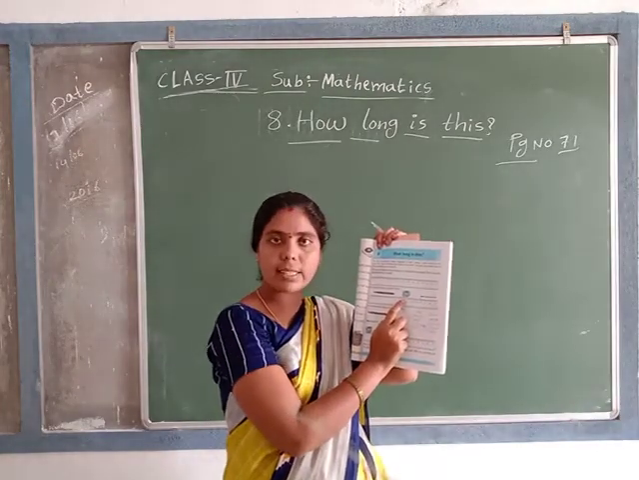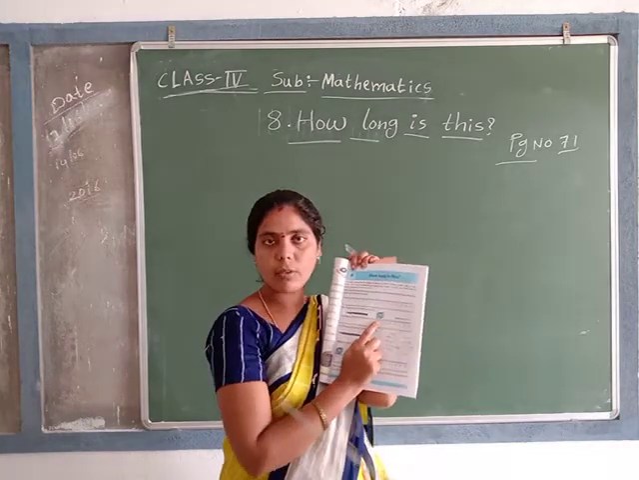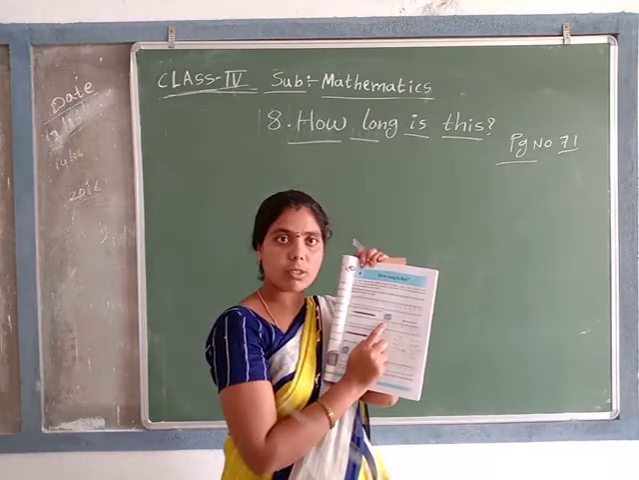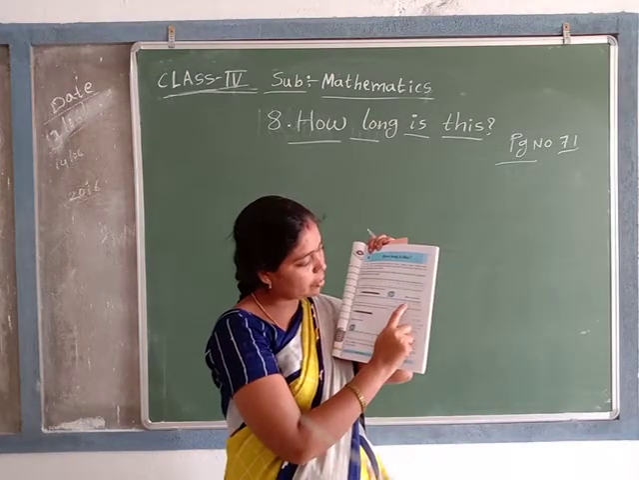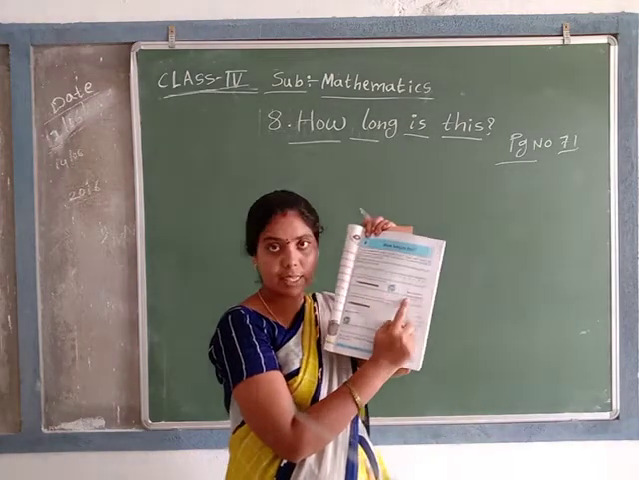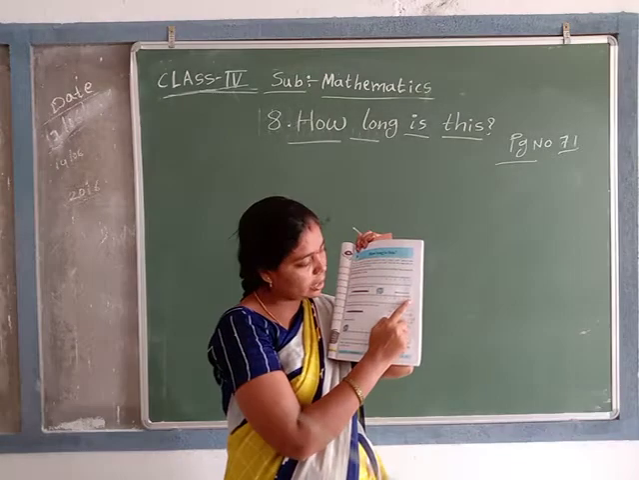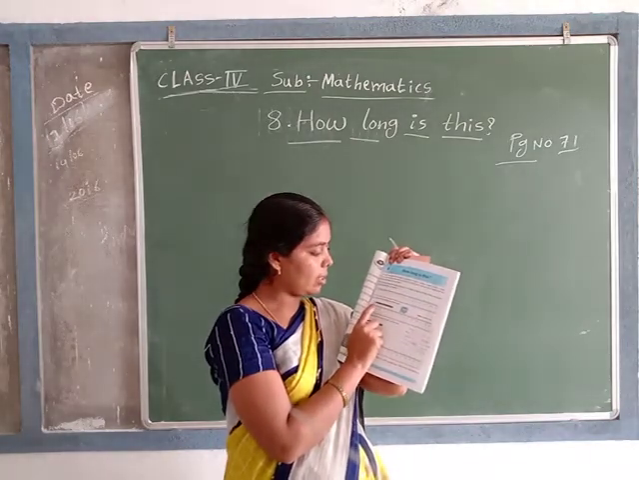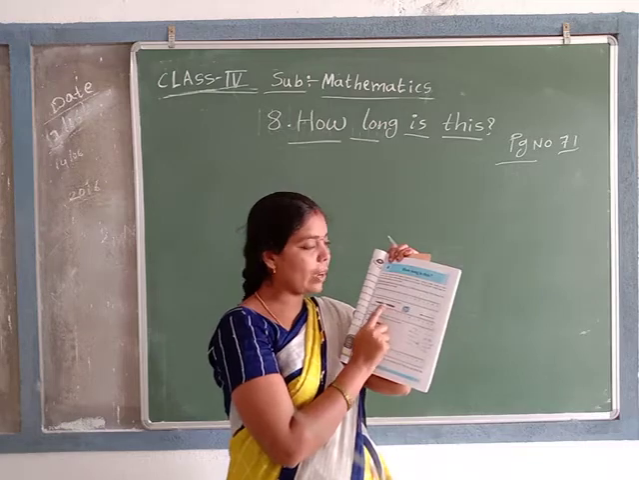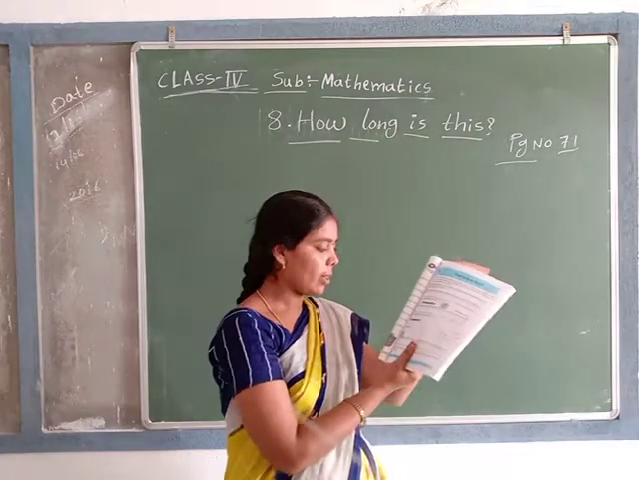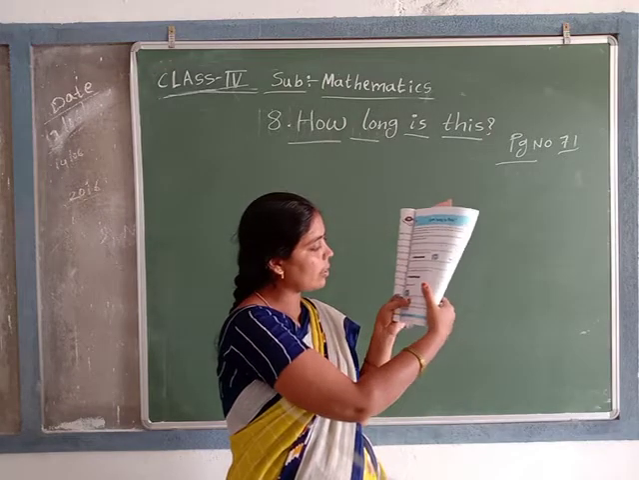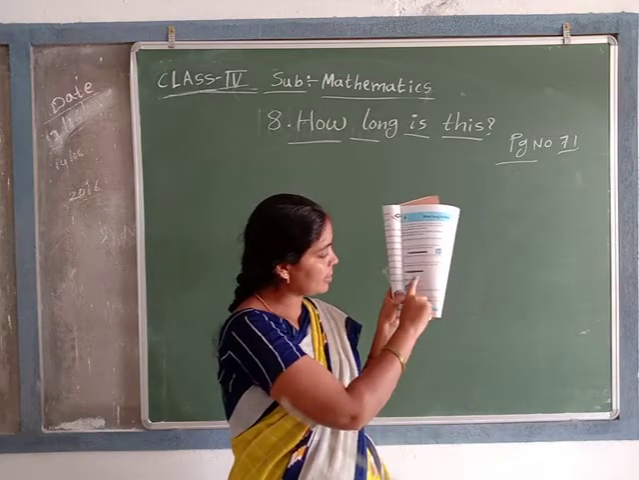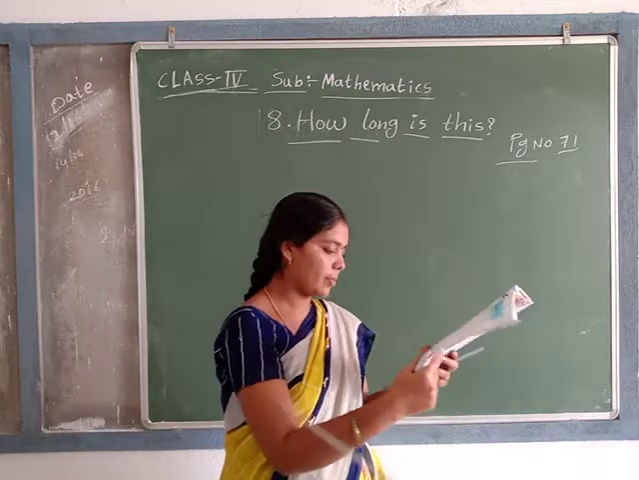Dice, is there one dice? Before class 2 you learned about the dice. So the dice is 1 centimeter. There is a matchstick. One matchstick: 1, 2, 3, 3 centimeters. Here, 1, 2, 3, 4, 5 centimeters, the pencil. See here, it is given clearly. 5 centimeters, 3 centimeters, 2 centimeters.